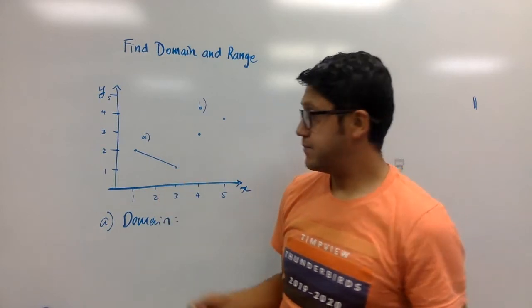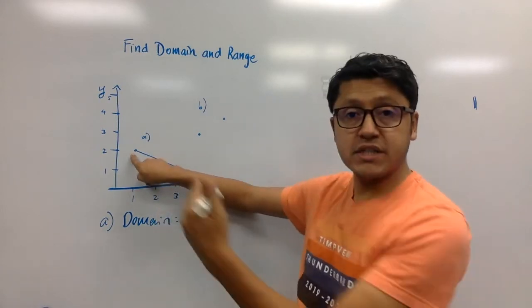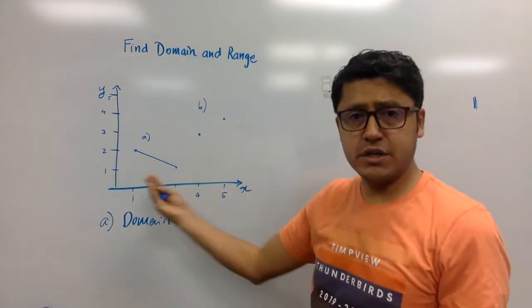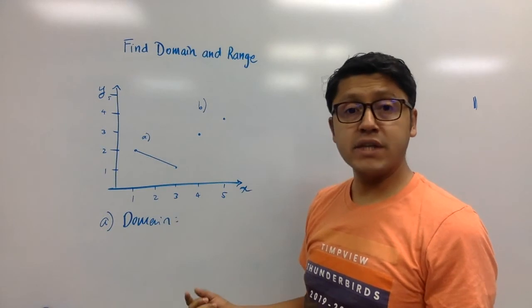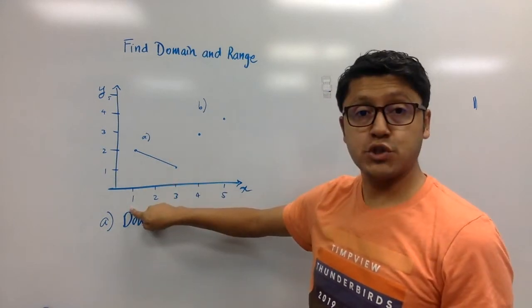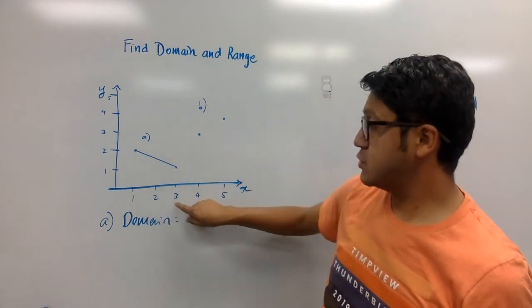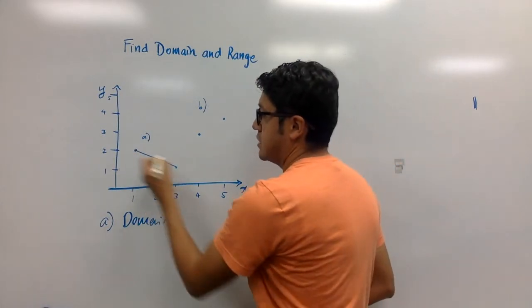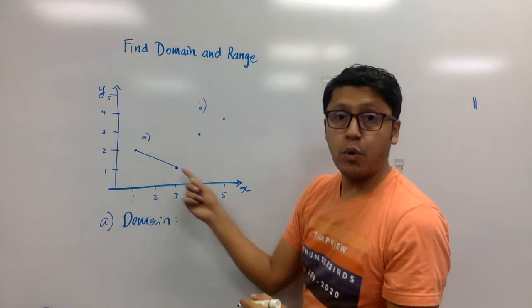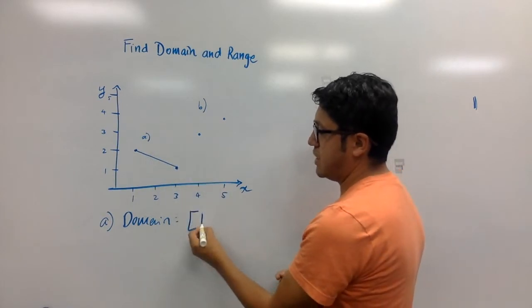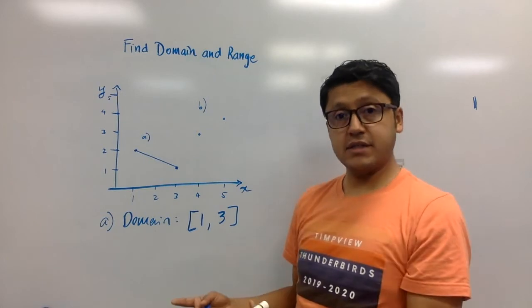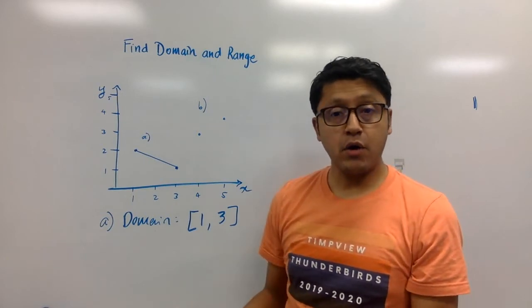As you can see, this point is the lowest value in terms of x values, and this point right here is the highest value of x. What is the lowest value? It corresponds to 1, and the highest one corresponds to 3. So since it is including both of the numbers, I say that the domain is between 1 and 3. That's the domain. How about the range?